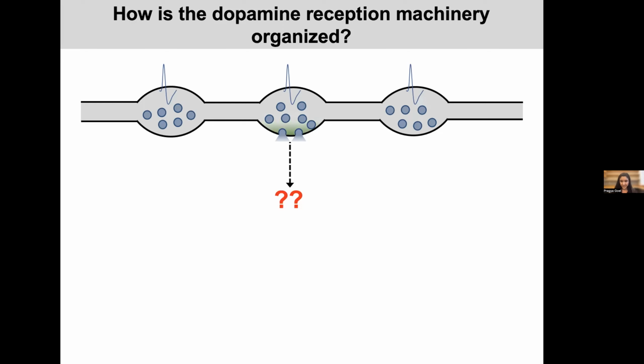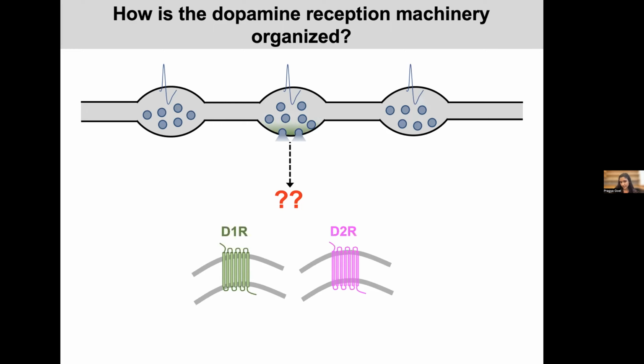So this raises the question that if there is a sophisticated structure for spatially and temporally precise release, then what's the nature of the reception machinery that's able to respond to this fast dopamine release? And this is perplexing because dopamine receptors are G protein coupled, so they are slow compared to ionotropic receptors found at fast synapses. They basically belong to two broad families, D1 and D2 types. And this is what we are going to focus on because these are the most abundant types in the striatum.